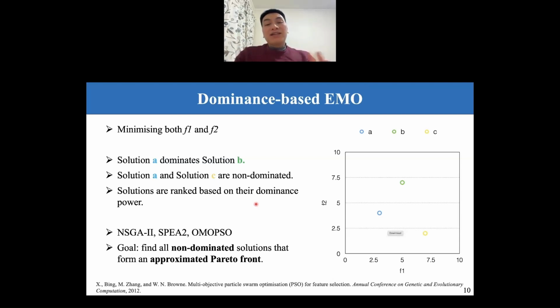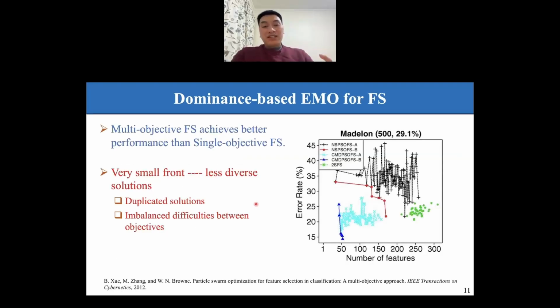So if we apply that to feature selection, this is the first work I think done by my supervisor, Professor Bing Xue, applying OMOPSO to do feature selection. And in this work, the most important result is the comparison between multi-objective feature selection and single objective feature selection. So in the figure here, the blue ones are all the solutions evolved by OMOPSO, so multi-objective optimization.